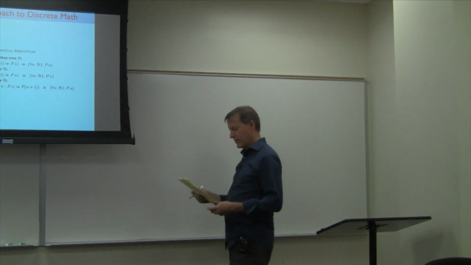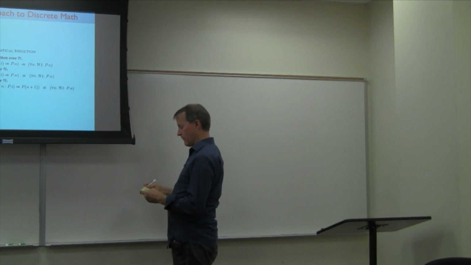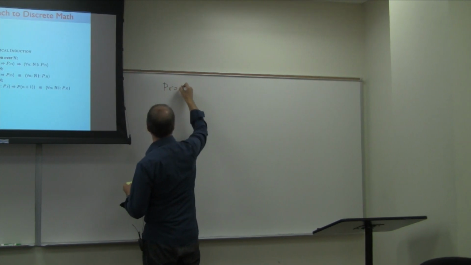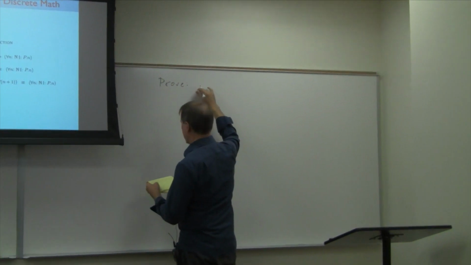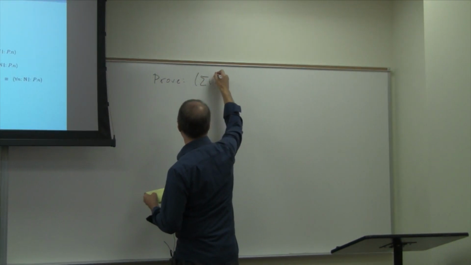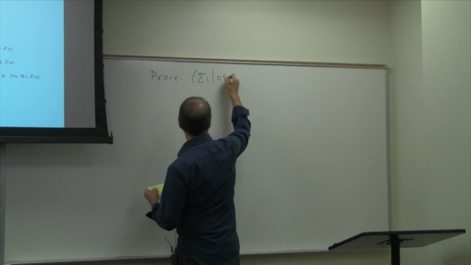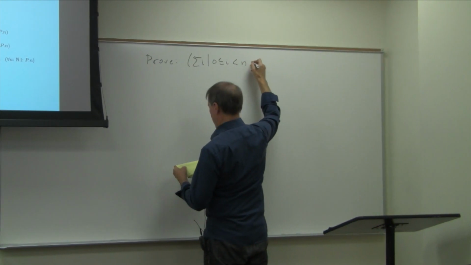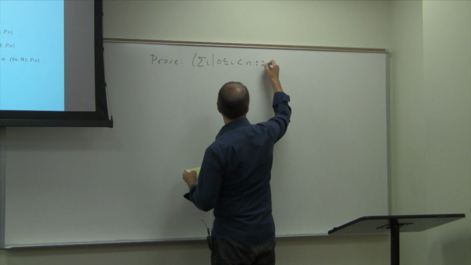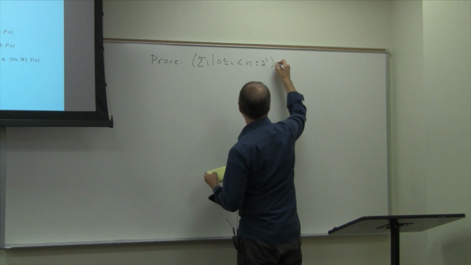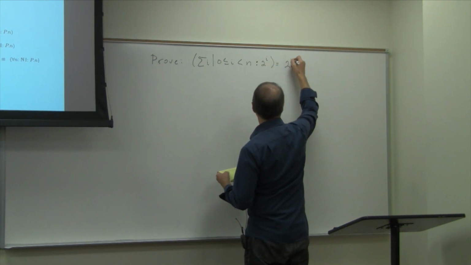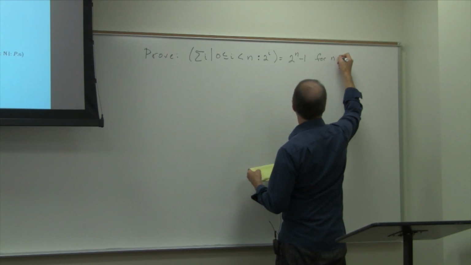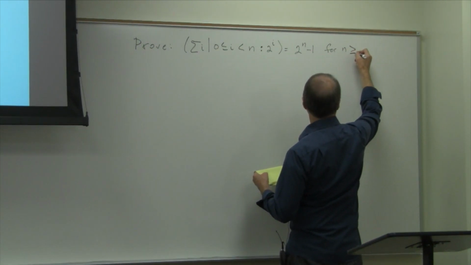So let's prove, let me see, what should we prove? Let's prove 12.4c. Let's prove that the sum on I, 0 less than or equal to I less than n, of 2 to the I equals 2 to the n minus 1 for n greater than or equal to 0.